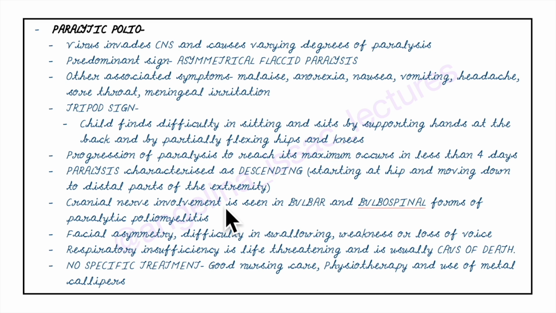There is cranial nerve involvement, which is seen in bulbar and bulbospinal forms of paralytic poliomyelitis. There is facial asymmetry, difficulty in swallowing, weakness or loss of voice. There is respiratory insufficiency, which is life-threatening and is usually the cause of death. And there is no specific treatment. Good nursing care, physiotherapy and use of metal calipers are helpful.